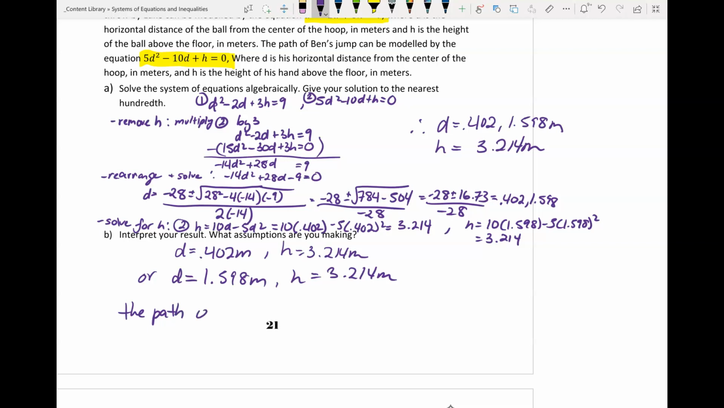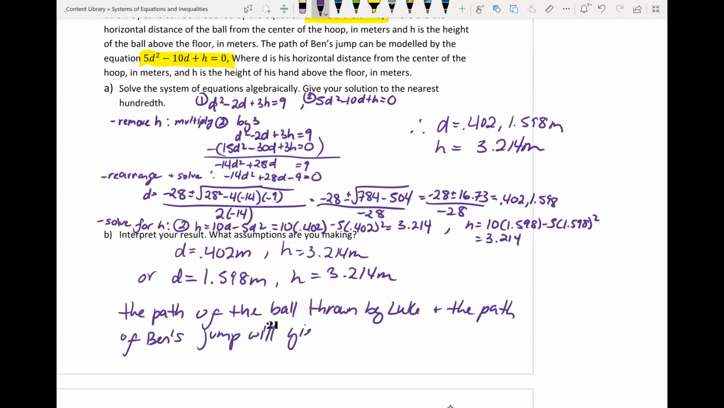So the path of the ball thrown by Luke and the path of Ben's jump will yield the same height and horizontal distance at some place.